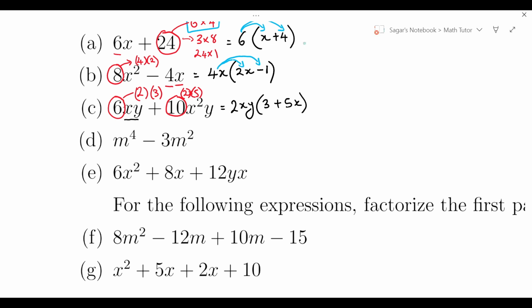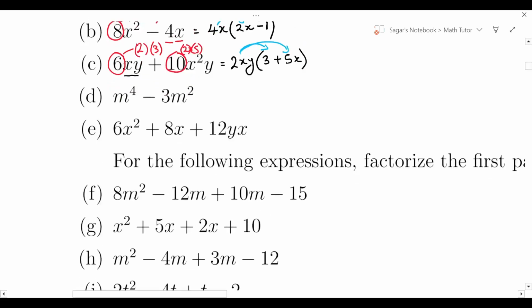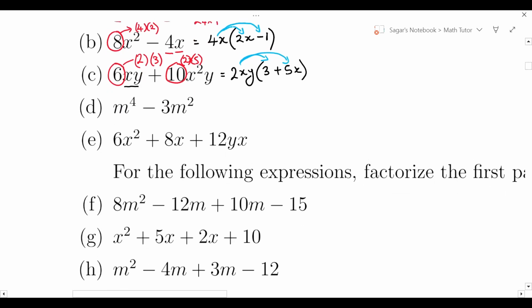If we multiply this out, 2xy multiplied by 3 is 6xy. 2xy multiplied by 5x is 10x squared y. Let's move on to D. Our common factor is m squared. So let's put out the m squared, open brackets, m squared minus 3. If we multiply this out, we're going to get m to the 4 and minus 3m squared.